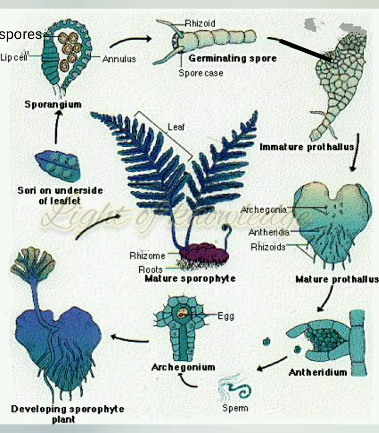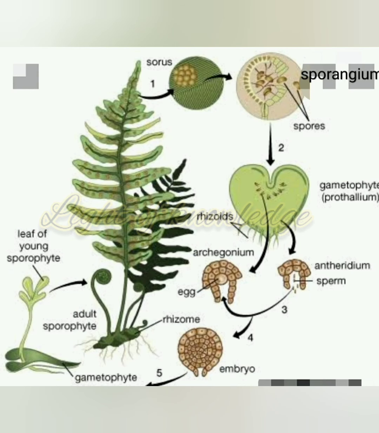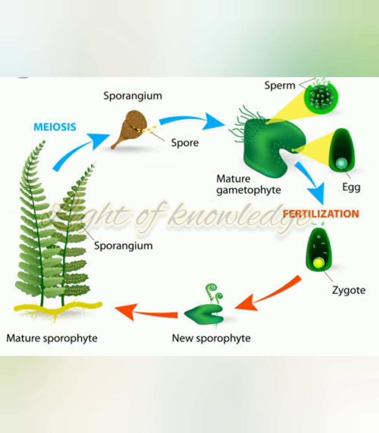And prothallus is the gametophyte, and it shows the gametophyte stage of pteridophytes. In these gametophytes, antheridium forms antherozoids, the sperms, and archegonium forms the egg. And the sperm or antherozoids reach the archegonium with the help of water and fertilize the egg. After fertilization, the zygote is formed, and the zygote develops into an embryo, and the embryo develops into a new sporophyte, the main plant.